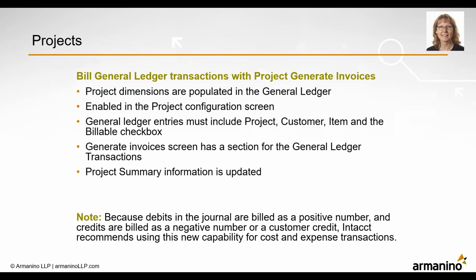One small call out there, the way that this is working currently in the system is that debits in the journal are billed as a positive number, credits billed as a negative number. So it is intended mostly for cost and expense transactions. The call out there, of course, is if you have a chart of accounts that have the native debit or credit backwards, that it might not come across correctly. So just a little call out there. But very excited to have this functionality. Glad to see that it's here in Intacct.